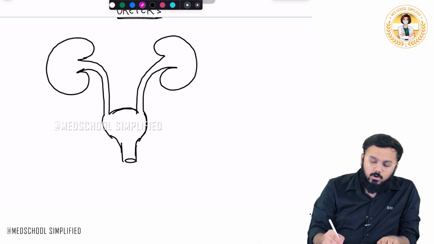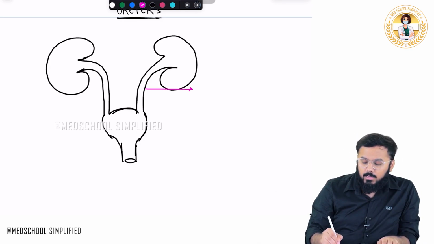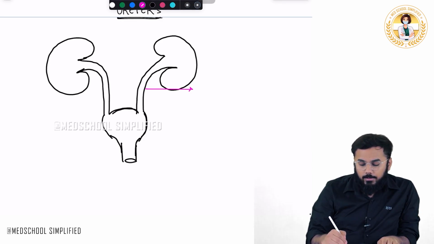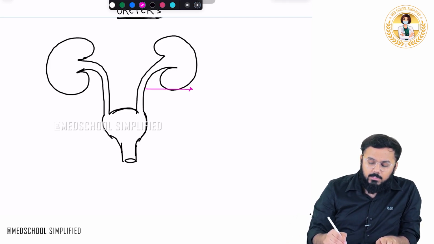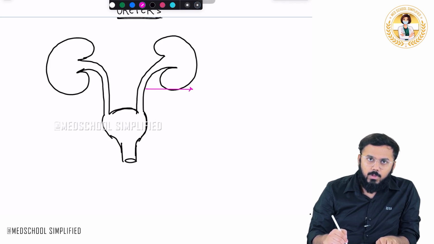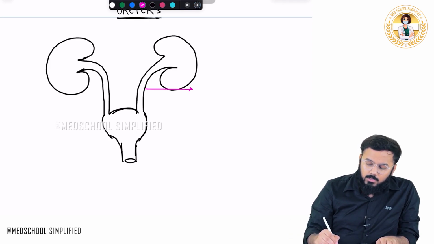So what is the function of the ureters? They are the collecting tubes, the communication between the kidneys and the urinary bladder. They are the passageways for the urine that has to pass down to your urinary bladder. So these are called your ureters.